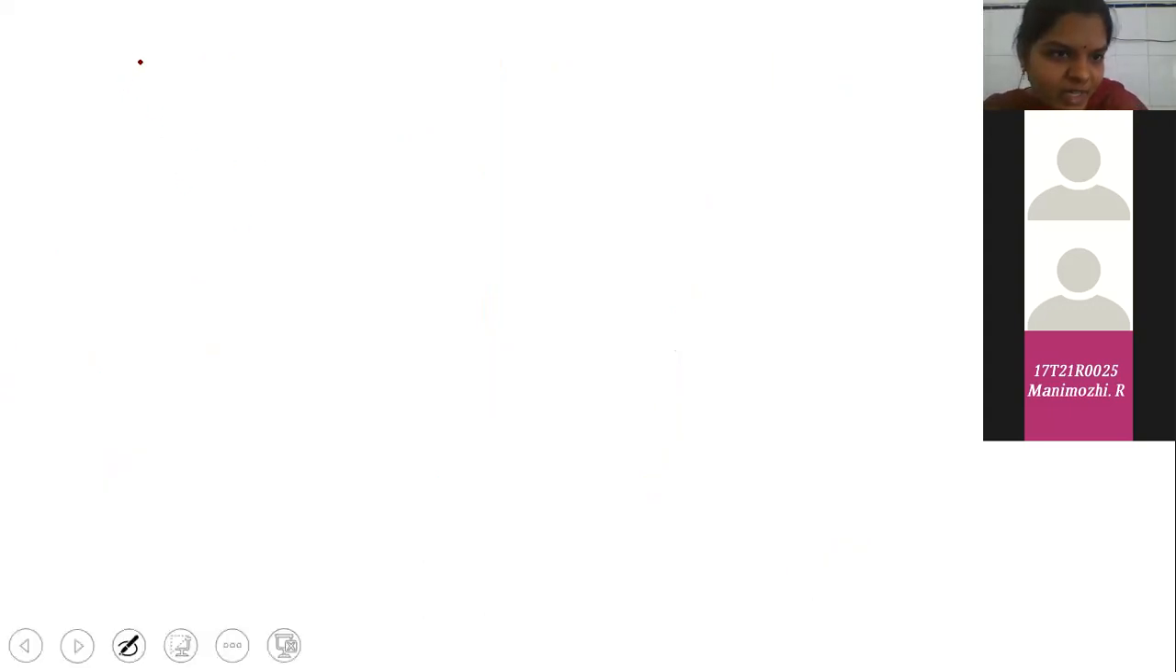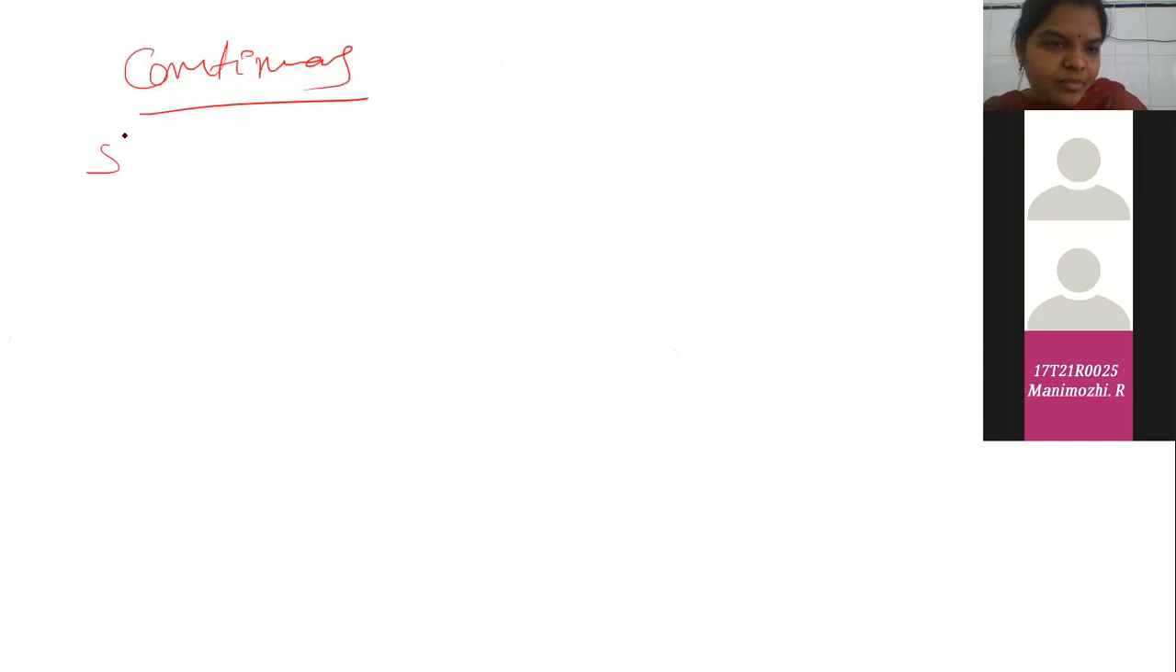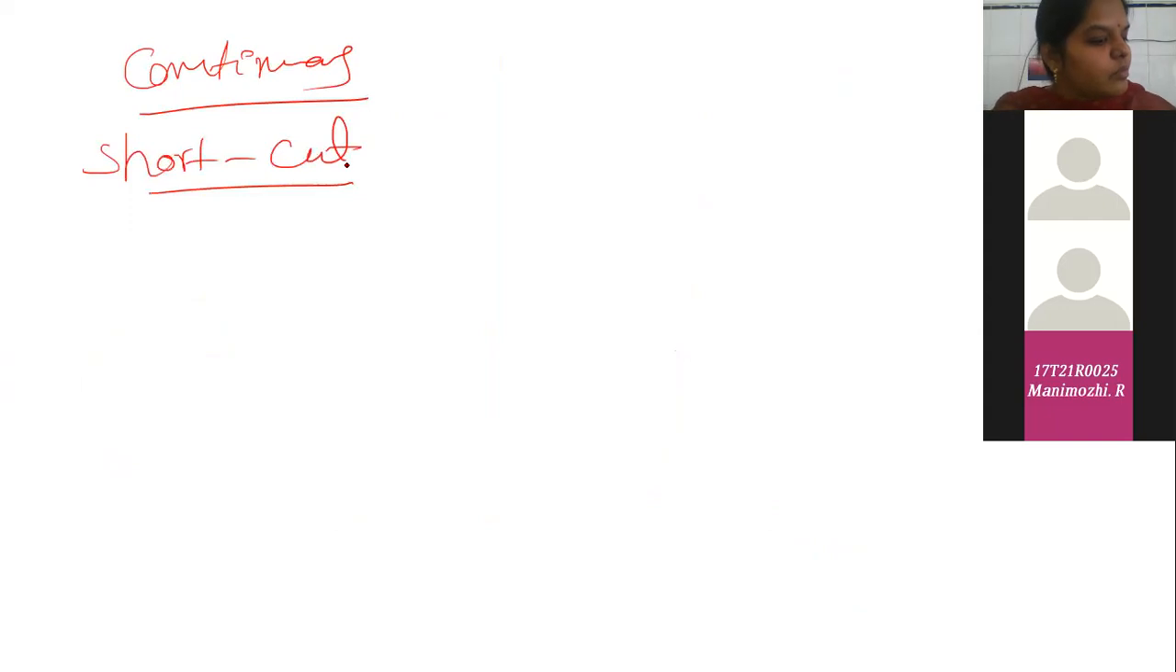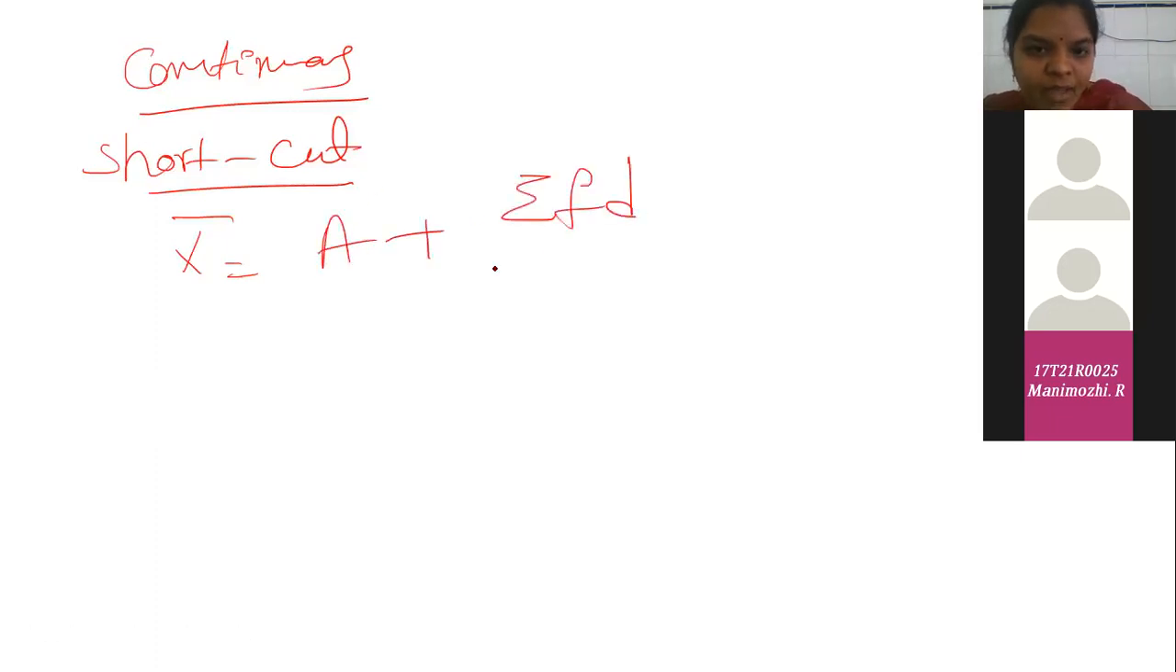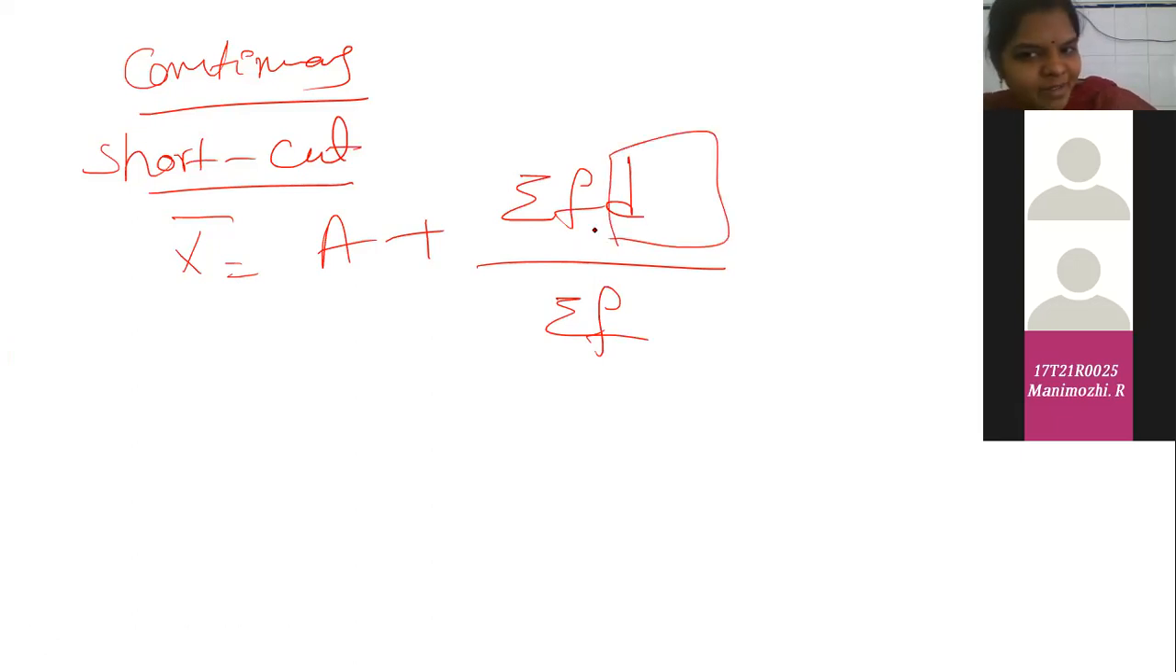And the next one is, in continuous series, you have the shortcut method. Just directly write down the formula. X bar is equal to A plus sigma FD divides with sigma F. Could you find out one same thing for shortcut method? Any one of you? Right?